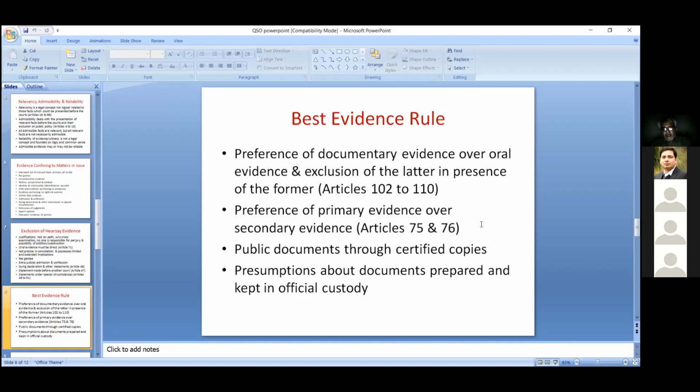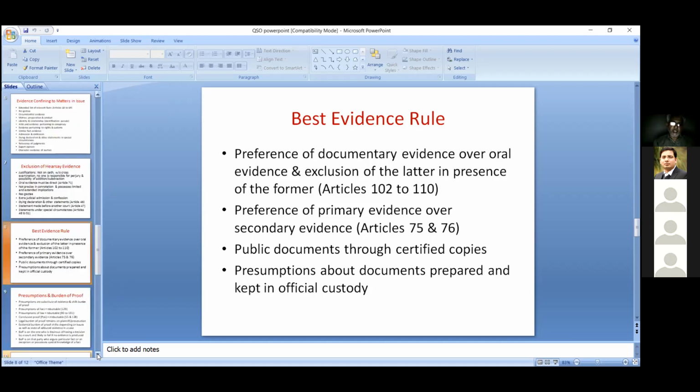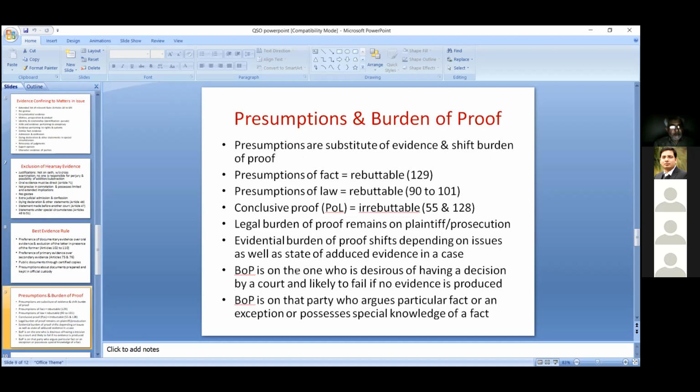And then the documents which are kept in official custody, there are a number of presumptions attached to them. From Article 91 onward, we see that a number of documents are mentioned there, and a number of kinds of presumptions are there with respect to those documents, and generally they are presumed to be genuine unless something is there against those documents.